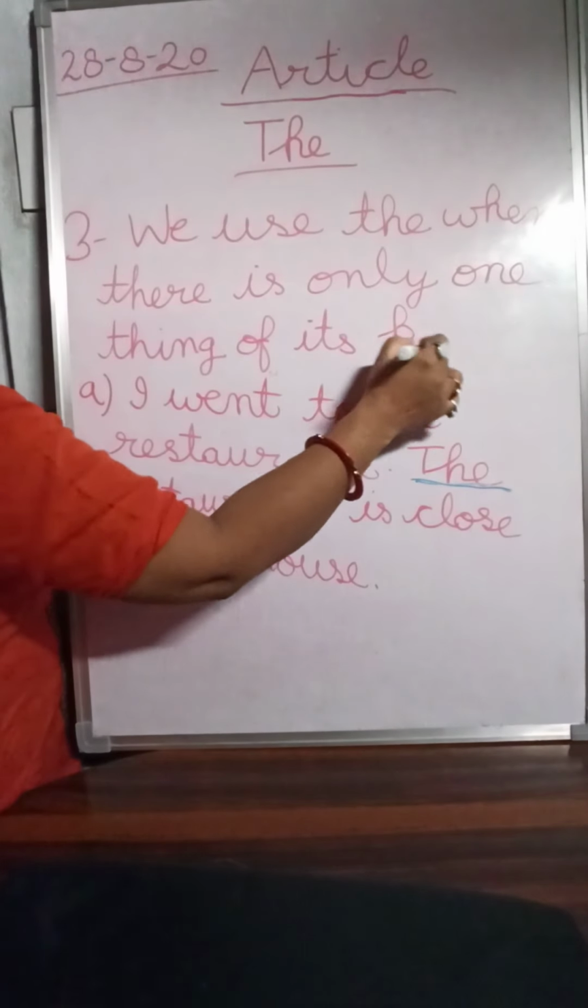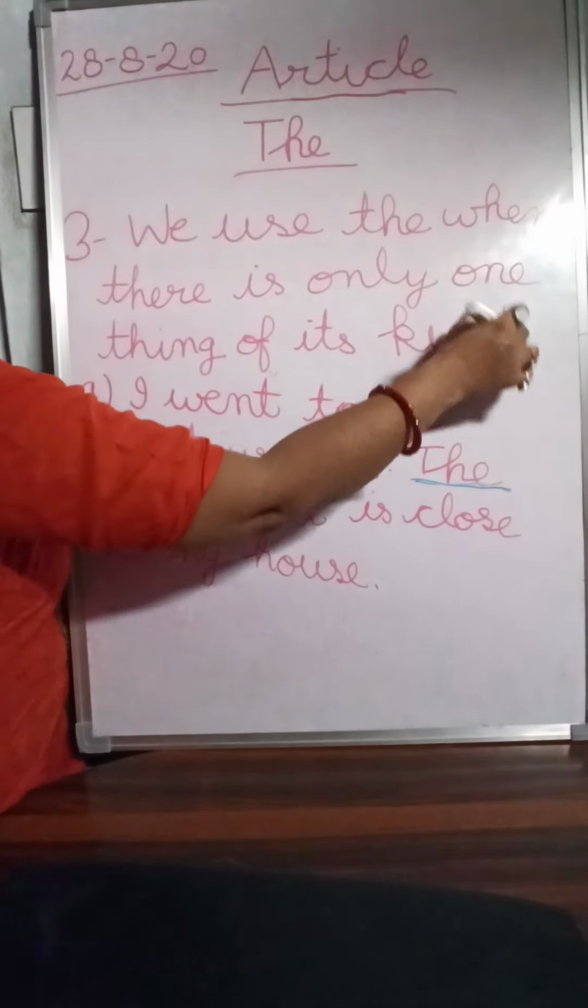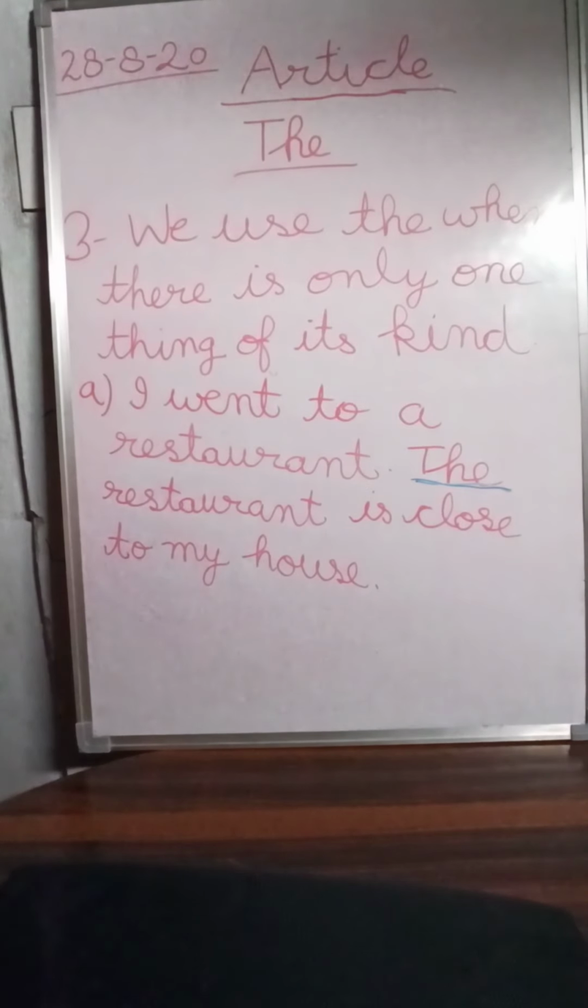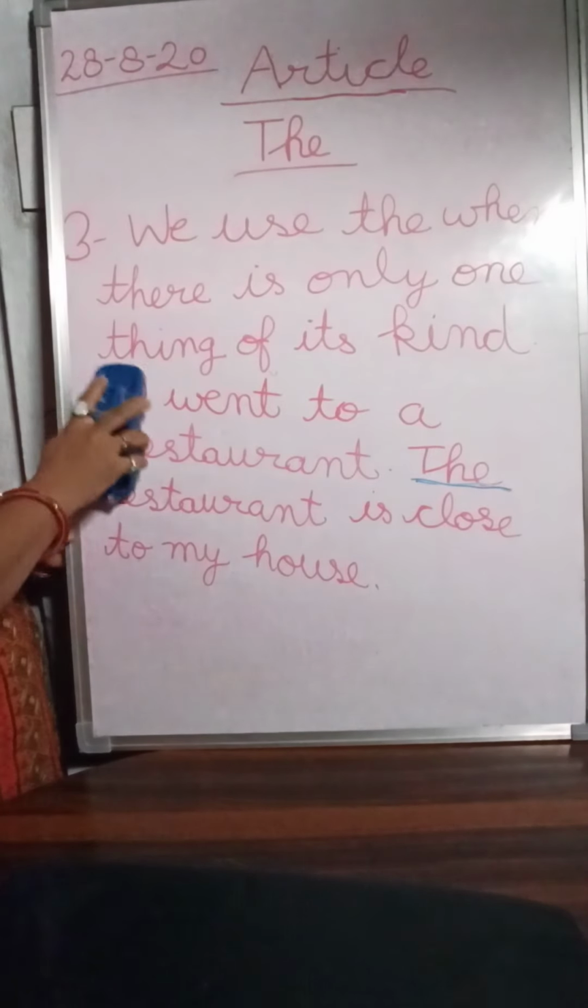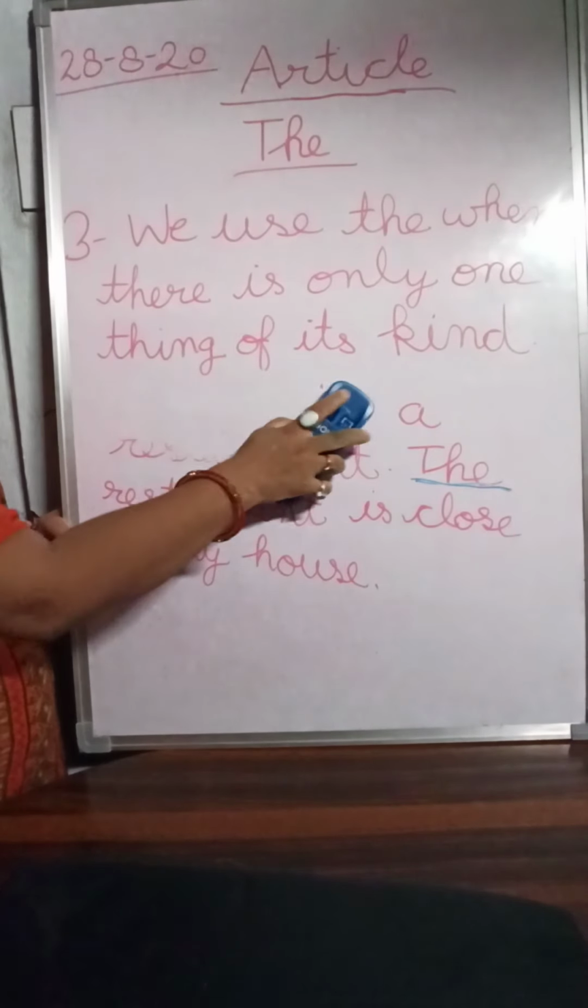For example, children, you already know that there is only one sun, there is only one moon, there is only one earth, there is only one sky. Okay, so before these words we will write article the.